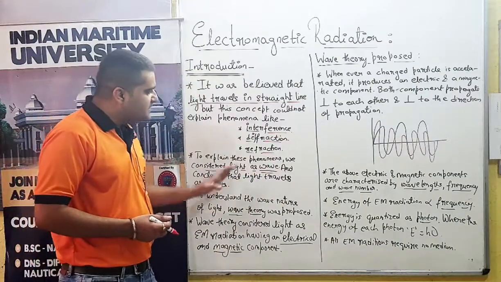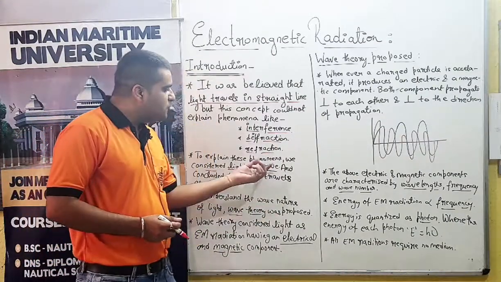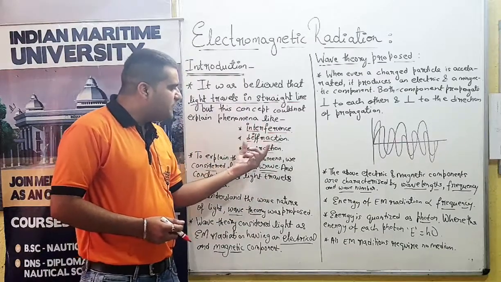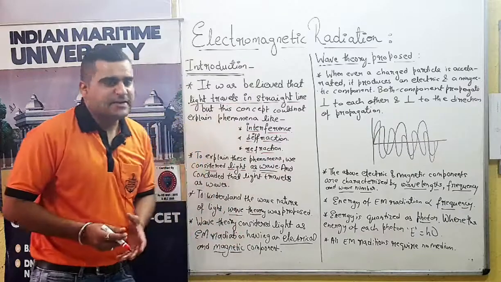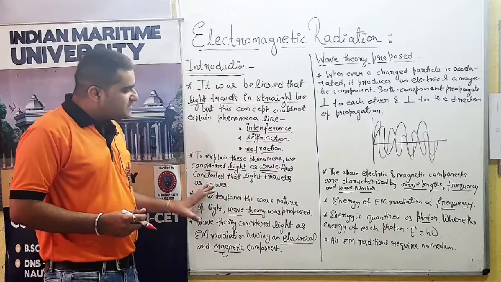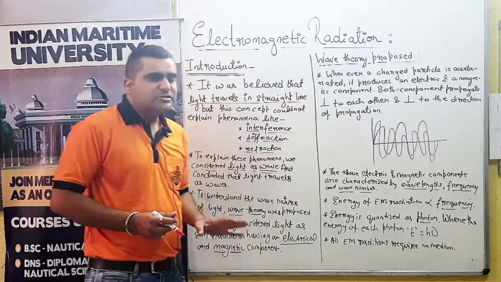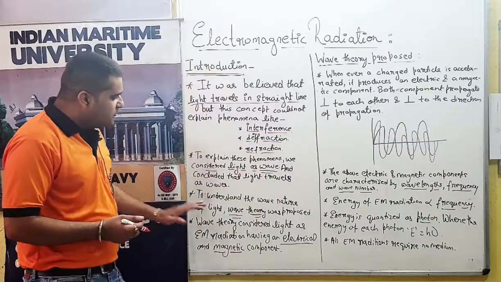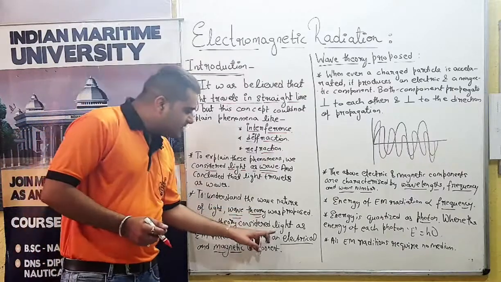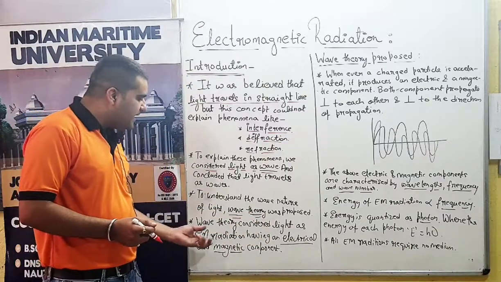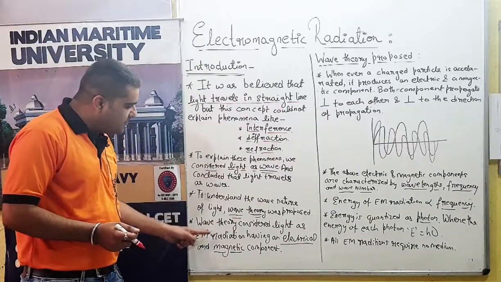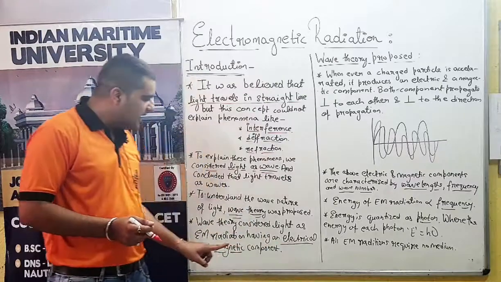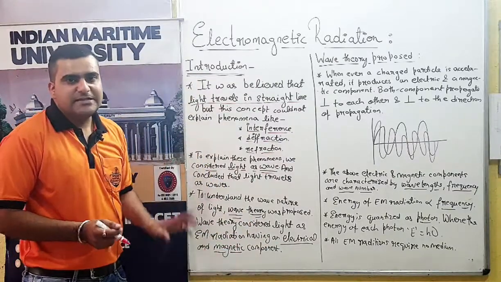That means if we consider light to travel as a wave, then the phenomena of interference, diffraction and refraction can be explained. Now, to understand the wave nature, a theory was proposed which is called wave theory. According to wave theory, light travels in the form of EM radiation, and EM radiation has two components. The first component is an electrical component and the second is a magnetic component.